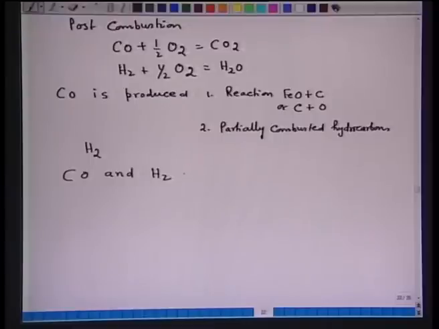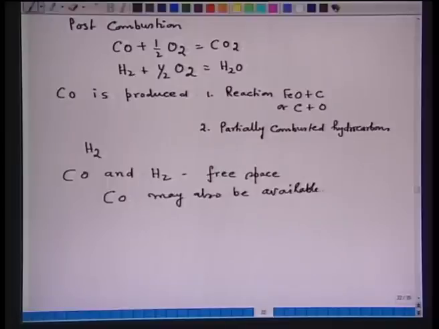Now, CO and hydrogen can be available at the free space of the electric arc furnace. That means above the slag, there CO and hydrogen would be available, but carbon monoxide may also be available in the slag.